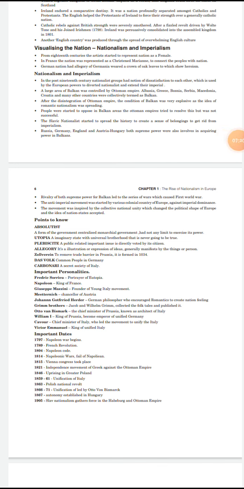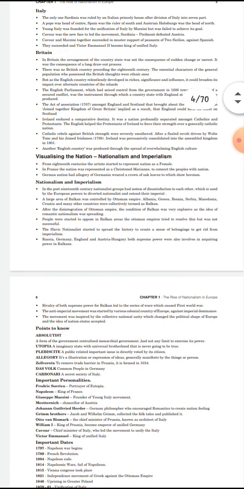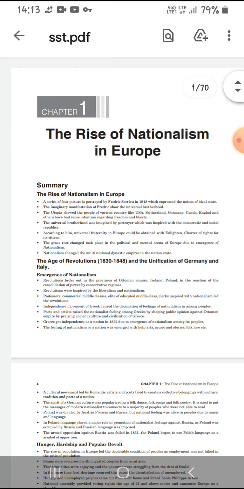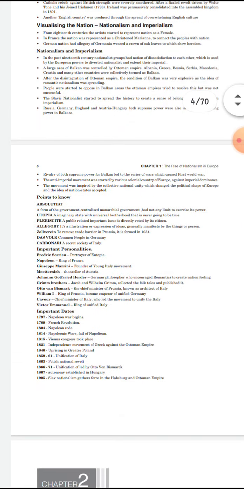1869, autonomy was established in Hungary. And in 1905, the Slavic nationalists gathered force in Hungary and the Ottoman Empire. So this was your chapter, the rise of nationalism in Europe.